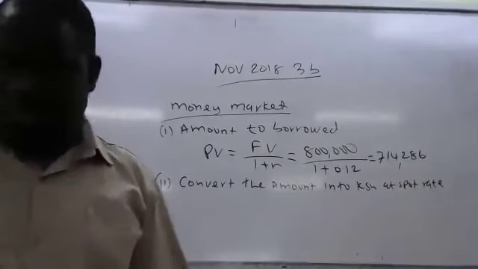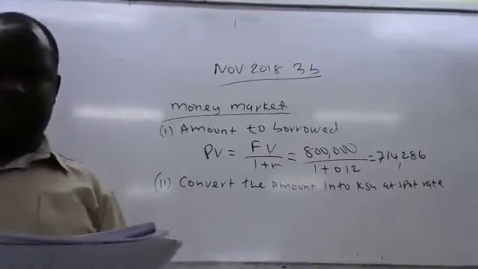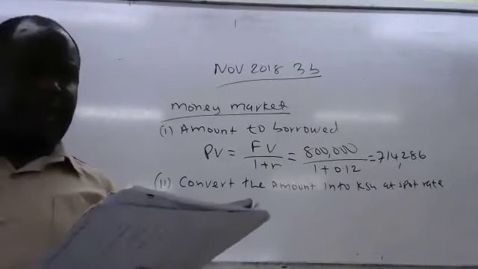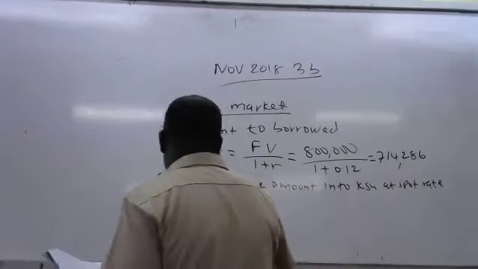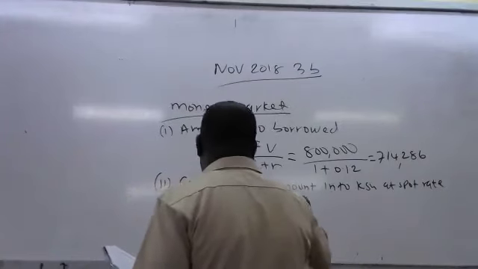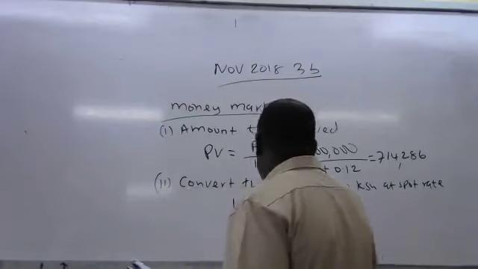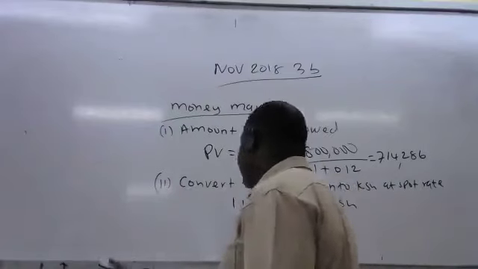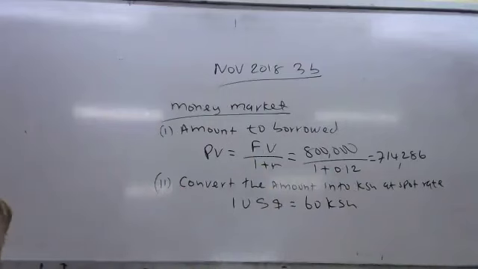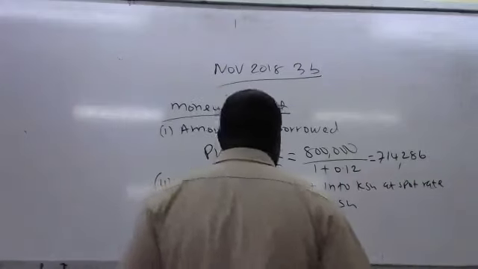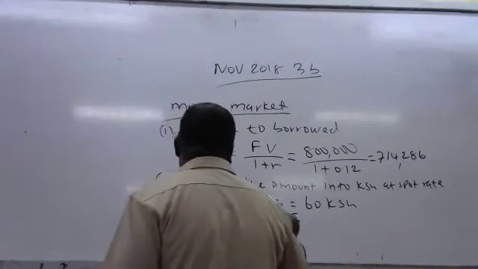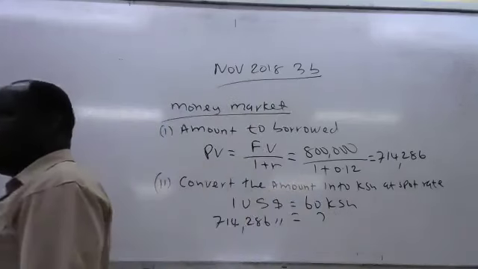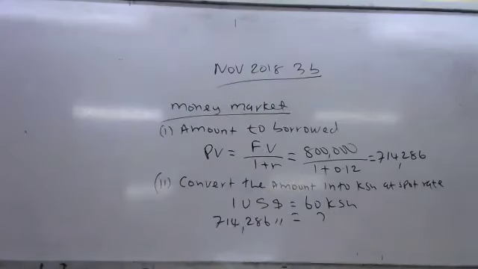So when you check in the question, you are given the spot rate. Up there in the second paragraph, the current spot exchange rate was $1 US, which is equivalent to 60 Kenyan shillings. So we have seen that the amount is 714,286 US dollars. So when you convert that money into Kenyan shillings, how much will it be?